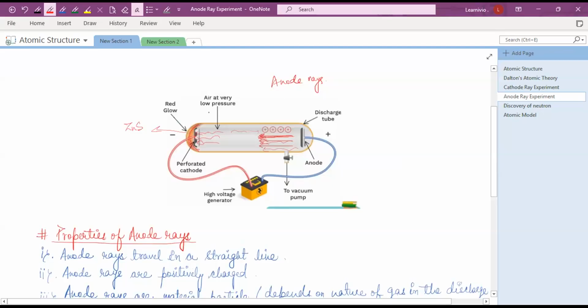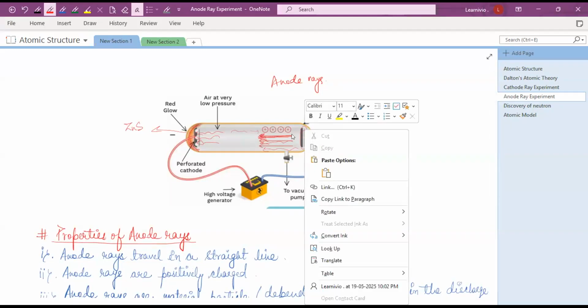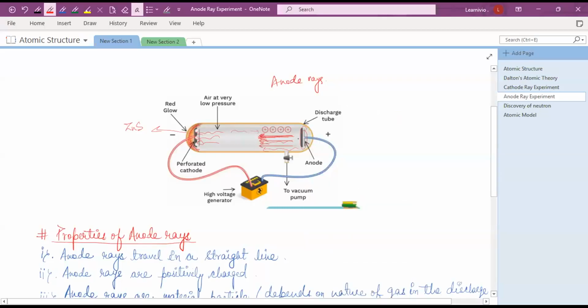See, he observed that anode rays are not emitted from this anode, right? Anode ray is not emitted from this anode. It was emitted from a space between this and the cathode, between these spaces, right? Means what does this mean? In the cathode ray case, just remember, the rays were generated from the cathode, right? But here in this case, the rays were not generated from the anode electrode, right? It was generated from the space between this anode and cathode.